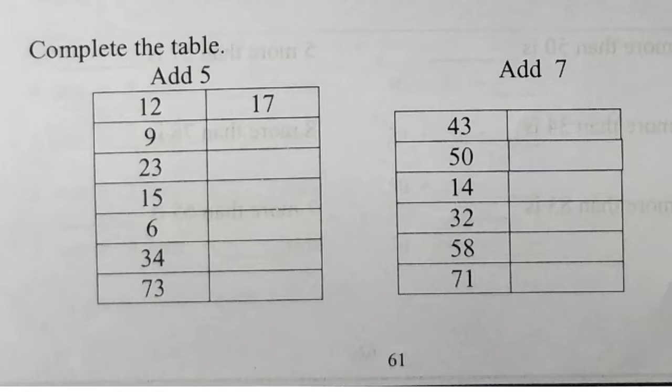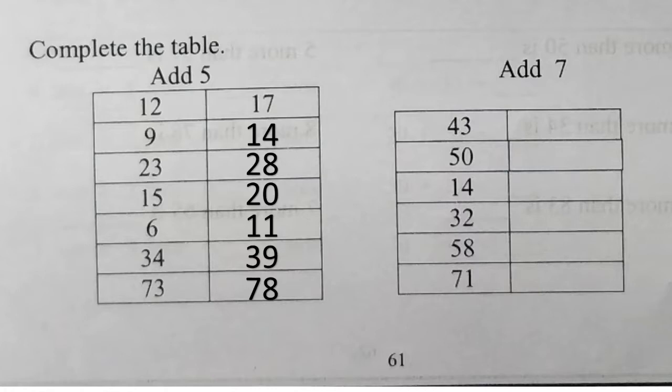So let's add 9 plus 5 is 14. 23 plus 5 is equal to 28. 15 plus 5 is equal to 20. 6 plus 5 is equal to 11. 34 plus 5 is equal to 39. 73 plus 5 is equal to 78. Understood, children? This is how we have to solve.